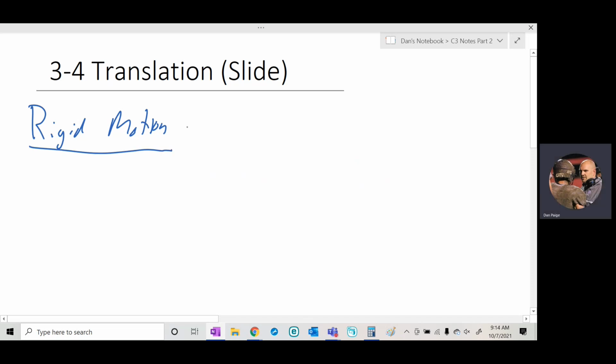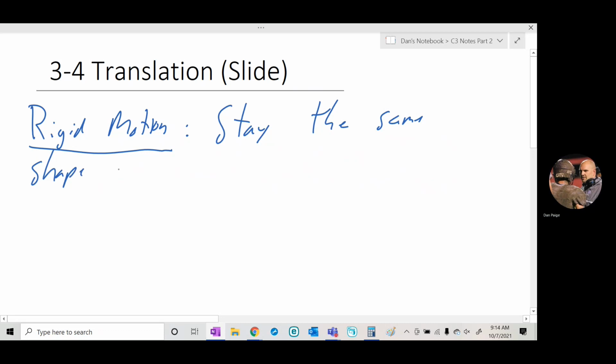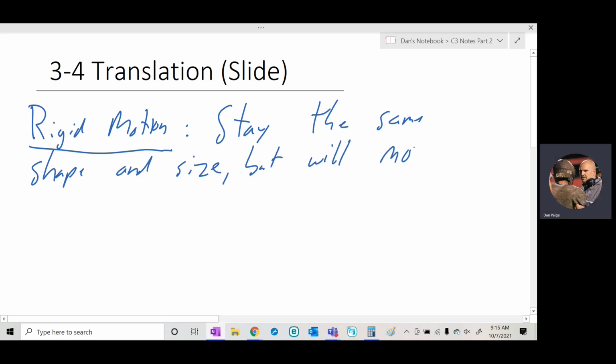Rigid motion is when things stay the same shape and size, but they move. So in rigid motion, after everything we're talking about, it's the same shape and size, but it will move.